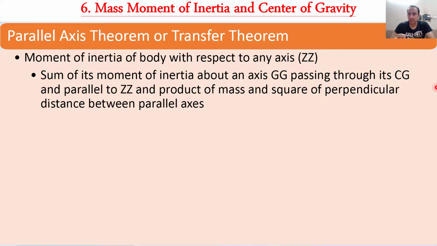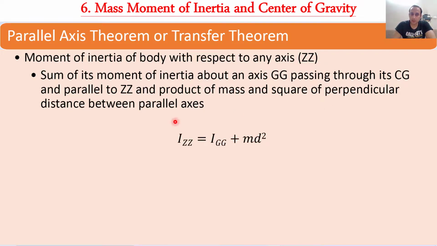Okay, so if we have the moment of inertia of a part about an axis which is passing through the CG, then we can calculate the mass moment of inertia, or we can shift it to another axis of interest. So the second term will be the product of mass and square of perpendicular distance between parallel axes. Okay, so we will have two terms.